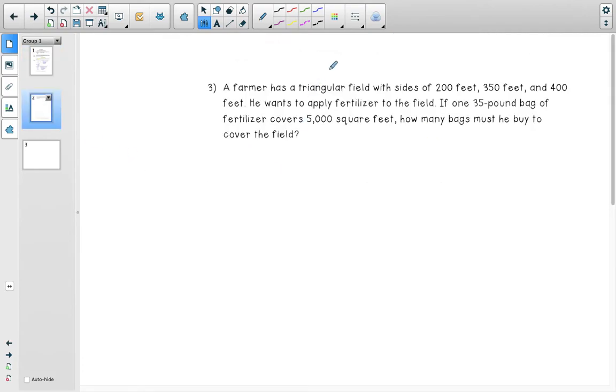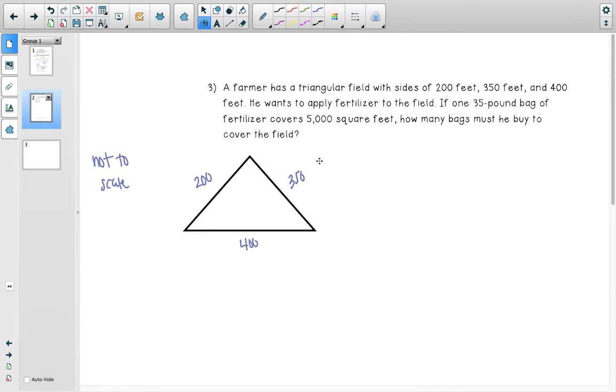All right, so a triangle has a rectangular, triangular field. And I'm just going to use this tool so I don't have to make anything. With 200, 350, and 400, and this is not to scale just because it's not. All right, and he wants to apply fertilizer to the field. So if one 35-pound bag of fertilizer covers 5,000 square feet, how many bags will he need to cover the field? So first and foremost, we're going to add up the 200, the 350, and the 400.